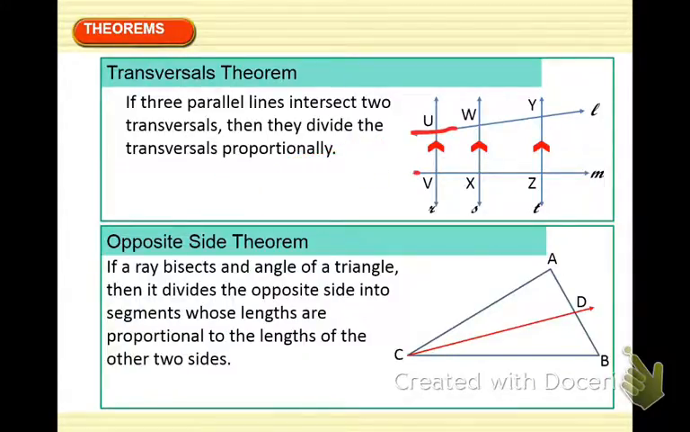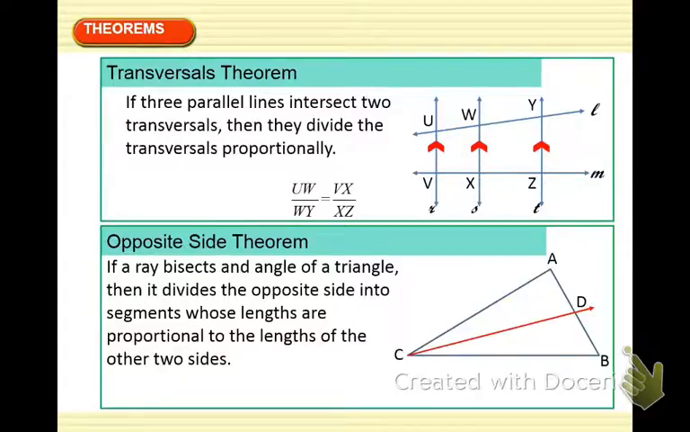So they're going to split the sides up proportionally. UW is to VX as WY is to XZ, and so on. UW is to WY as VX is to XZ.